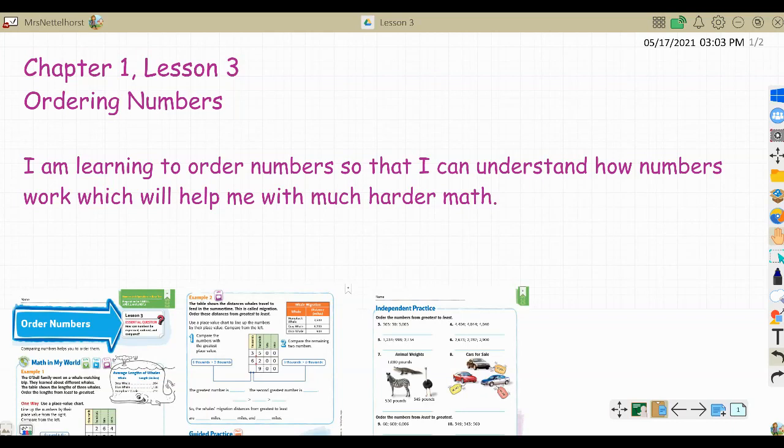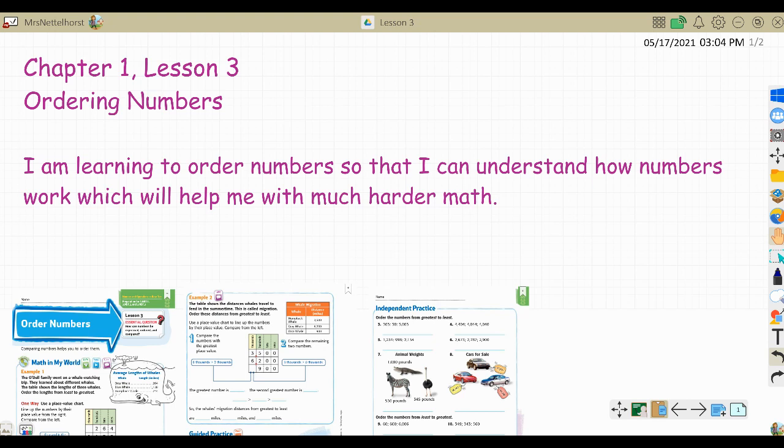Hi, boys and girls. Today we're doing Chapter 1, Lesson 3, Ordering Numbers. This is about putting numbers in order either from greatest to least or least to greatest. So I'm going to share with you some hacks that will help you get questions like this right on tests, etc. So first, let's look at our learning intention.